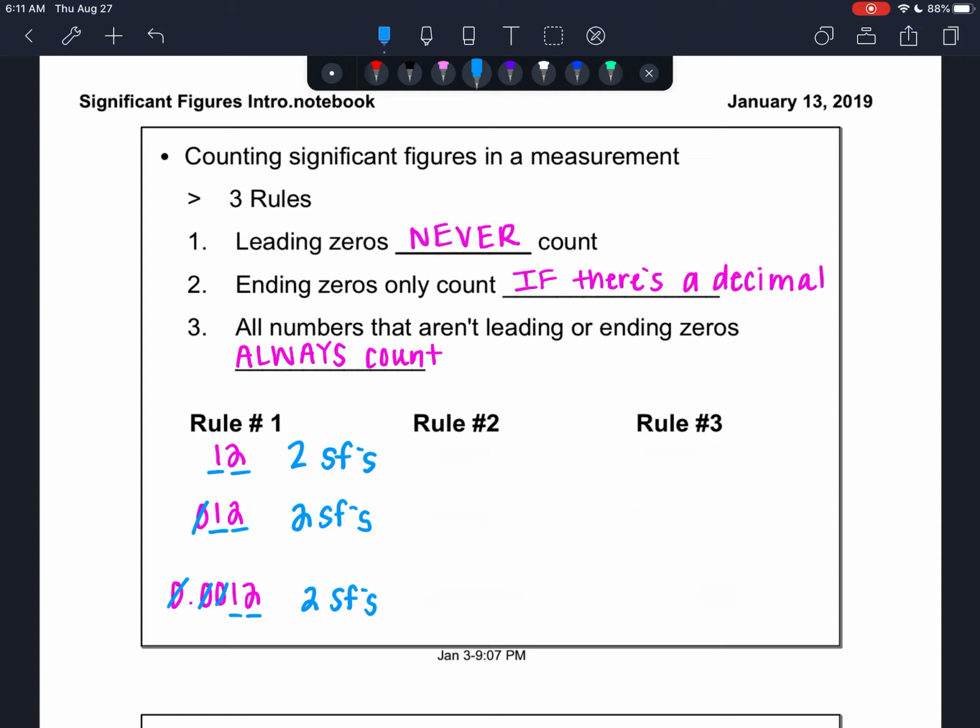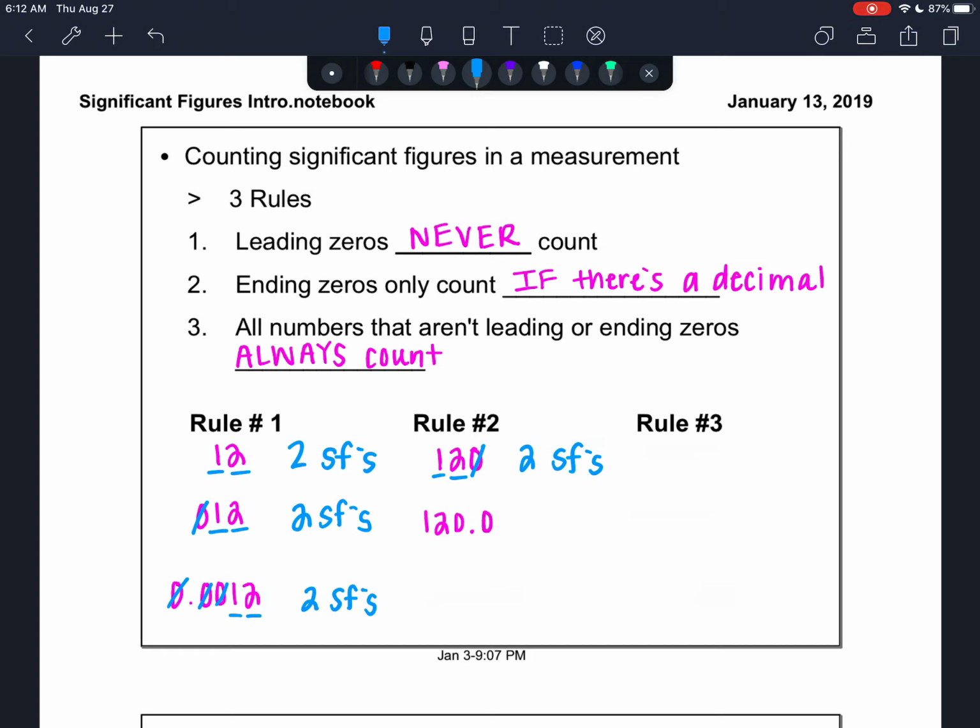Now let's talk about ending zeros. Ending zeros only count if there's a decimal. So let's look at a measurement, 120. I know that 1 is significant, I know that 2 is significant, but this 0 is an ending 0. Now ending zeros only count if there's a decimal, and there is no decimal written in this number. So that ending 0 is insignificant. So this measurement has 2 significant figures.